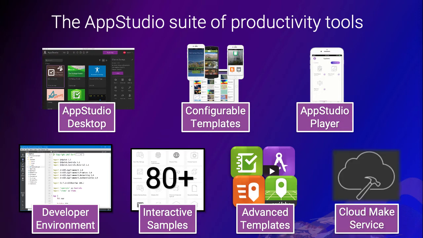And then as part of AppStudio, we have the CloudMake service. This is a build service in the cloud. So when you're creating apps for iOS and Android and Windows and these other platforms, you don't have to set up separate build machines. You can just simply upload your app to your ArcGIS organization and then use our CloudMake service to create builds for different platforms.